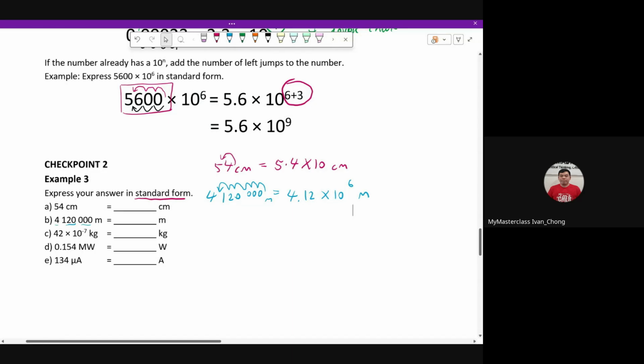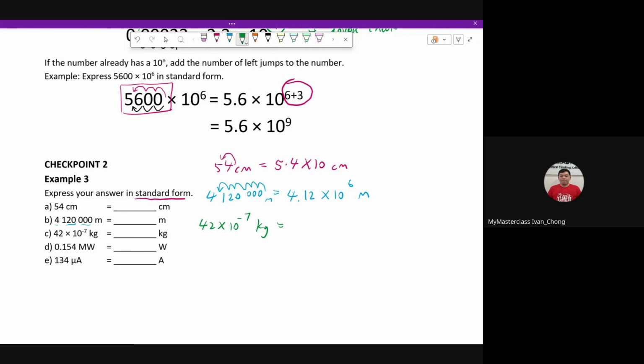So by writing this 4.12 times 10 to the power of 6, it's a way to actually shorten it so that it's easier for markers or readers to see, when they are reading any kind of science papers and all that. Okay. The next, 42 times 10 to the power of minus 7 kg.